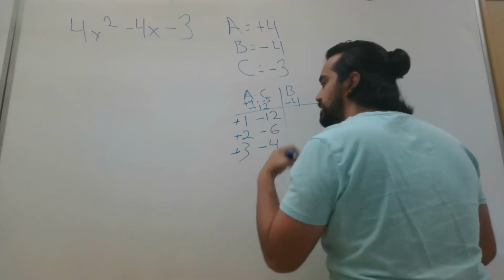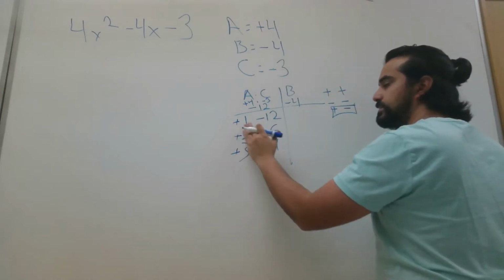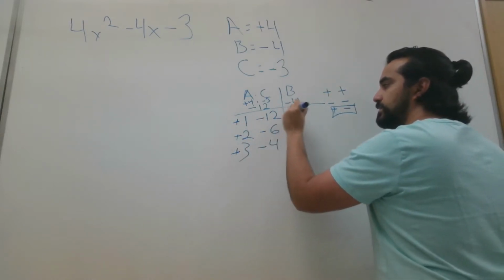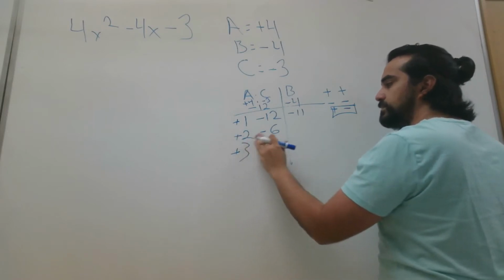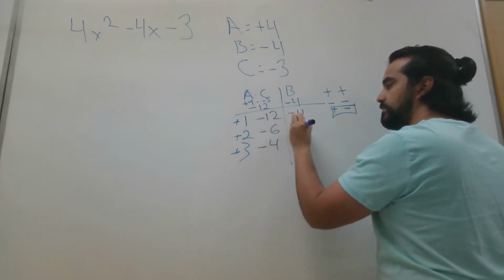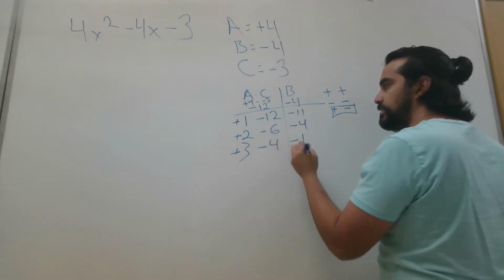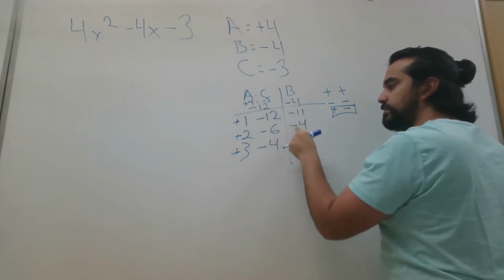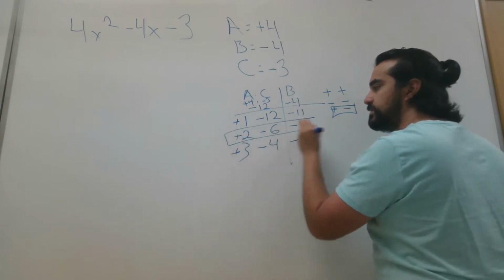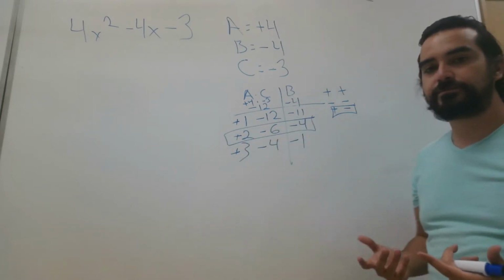Now let's go ahead and simplify it. Positive 1 minus 12 gives you -11. Positive 2 minus 6 gives you -4. Positive 3 minus 4 gives you -1. Since I'm looking for -4, my factors are going to be positive 2 and -6.